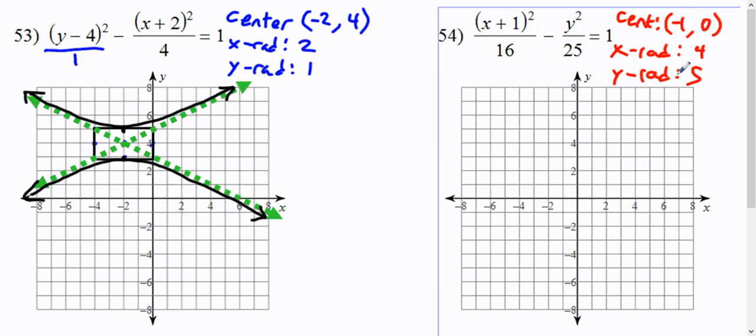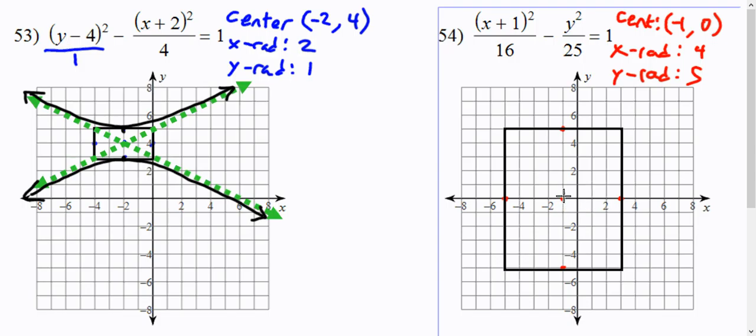So we'll start with our center, -1, 0. And then in the x direction, we'll measure 4 units each way. And in our y direction, we'll measure 5 units. And use those points to draw the rectangle, which will help us with our asymptotes. And now draw the asymptotes, which are the diagonals.